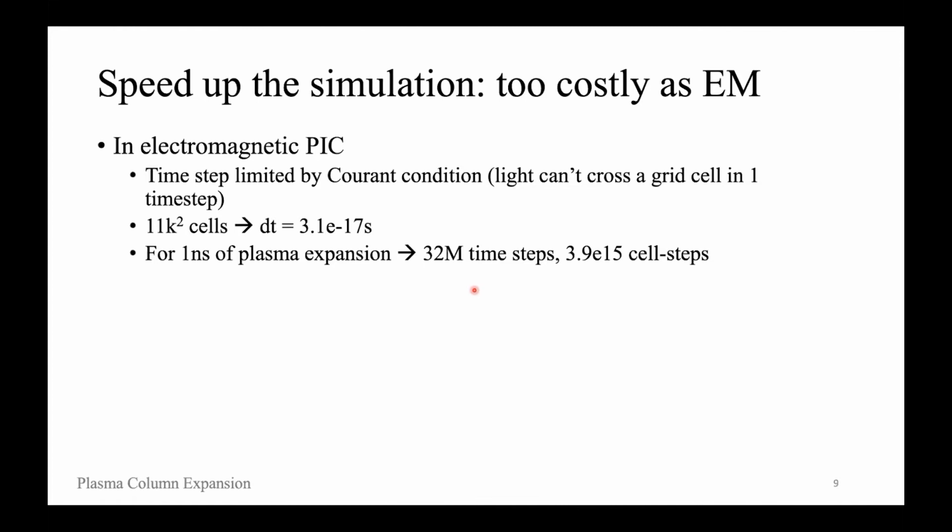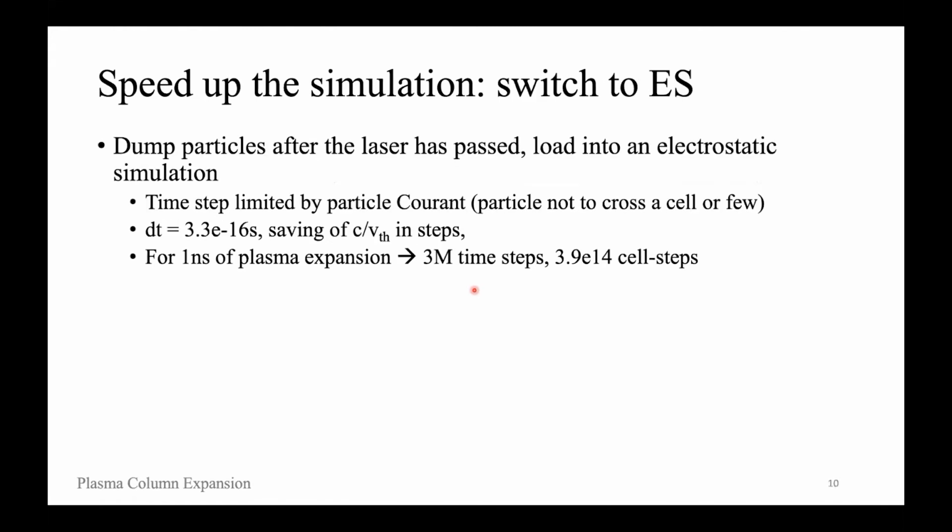So the first thing I did to address this was to switch over to electrostatic. I dumped the particles after the laser had passed, and I loaded them back in to an electrostatic VSim run. Now the time step is no longer limited by making sure light doesn't cross a cell in a single step, but instead making sure the particles only cross 1 or 2 cells. And that gave me savings of an order of magnitude. Now to reach 1 nanosecond of plasma expansion, we were down to 3 million steps. But that is still not feasible, that's not great. So the question became, how can I improve this further?